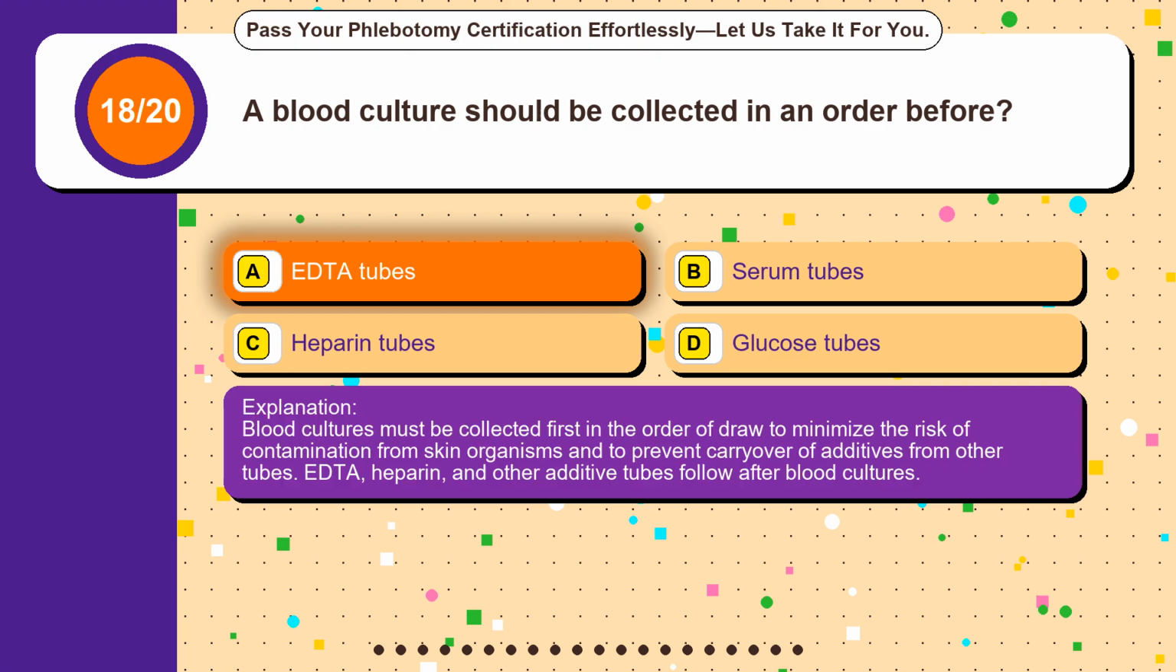Blood cultures must be collected first in the order of draw to minimize the risk of contamination from skin organisms and to prevent carryover of additives from other tubes. EDTA, heparin, and other additive tubes follow after blood cultures.